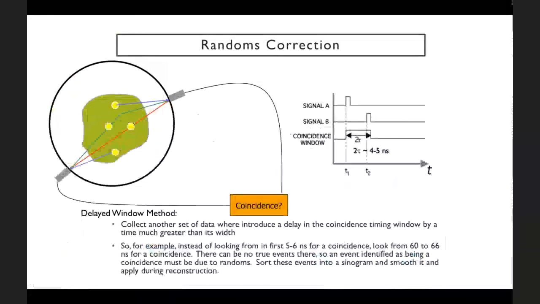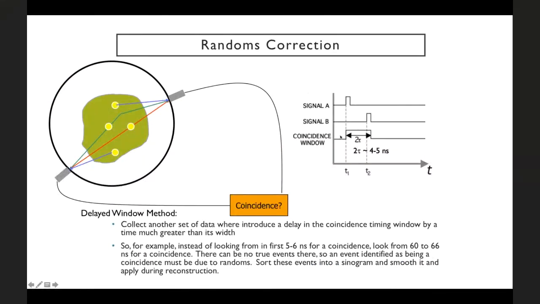So now moving on to randoms correction. What can we do to measure the randoms correction? Well, we can go back to our original idea where we had signal A and signal B from our two detectors. And we know that a true coincidence is going to happen within the time it takes for those photons to reach the two sides of your detector ring.